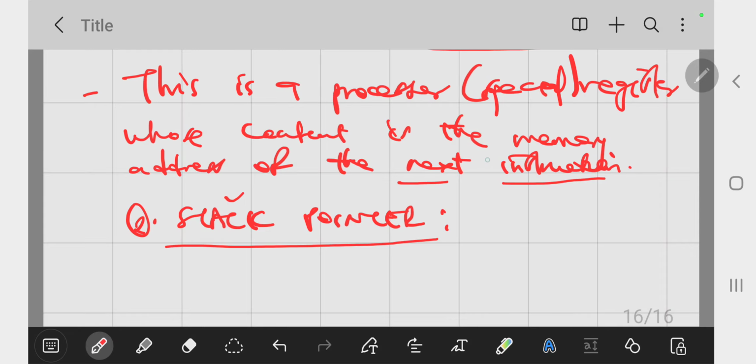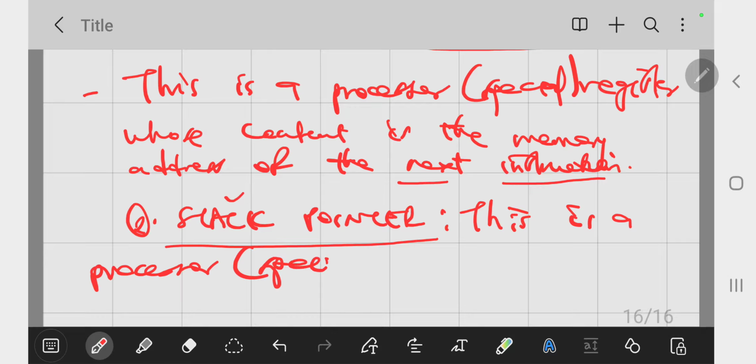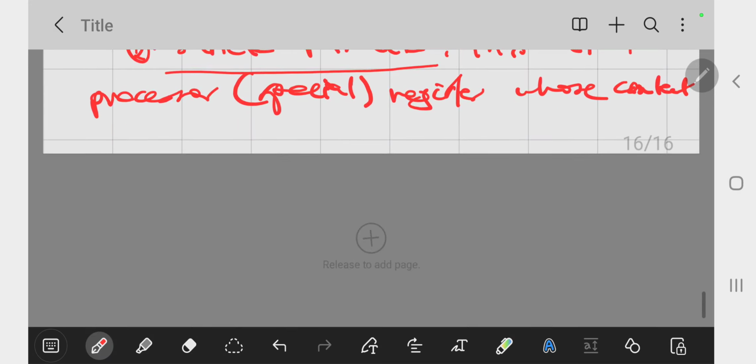Just like the program counter, the stack pointer is a processor special register whose content is what now?